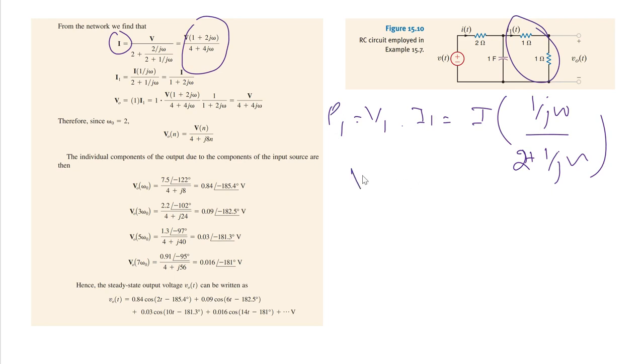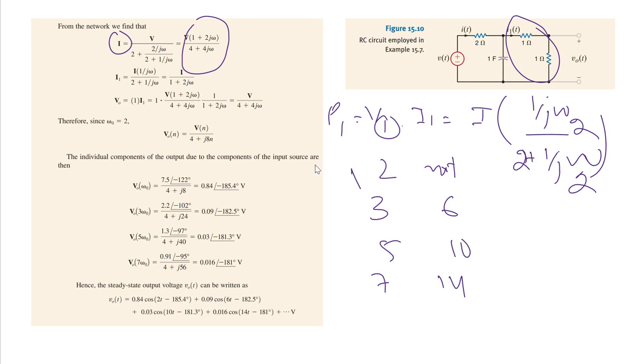So I1 multiplied by V1 would give us P1. So this is omega. Omega for first it will be 2. For second, not calculating. For third it will be 3 omega, which is 6. And then for fifth it will be 5 omega, 10, and for 7 it will be 14. So same omega would be replaced in this equation which we calculated, this one.